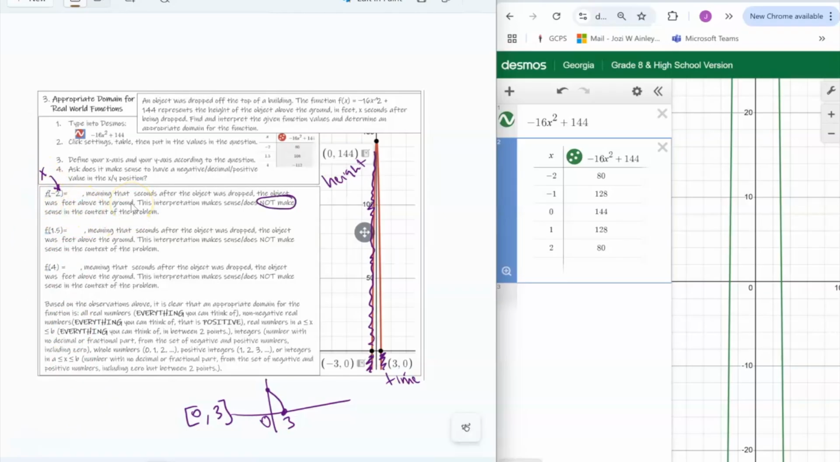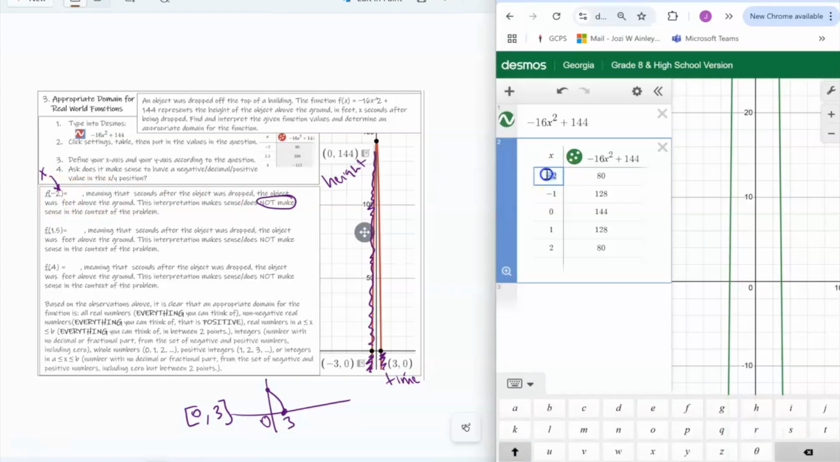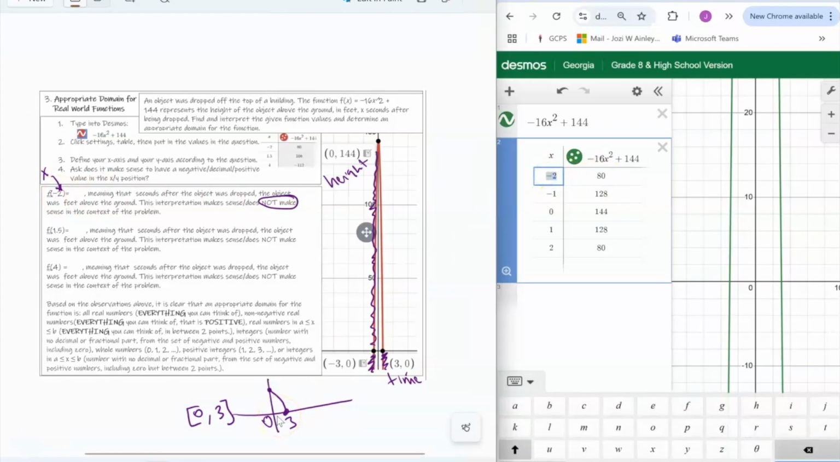And that's what it's trying to get you to think about. It's just going about it in a long way. All right, so evaluate f of -2. So I go to where x is -2, it's going to be 80.